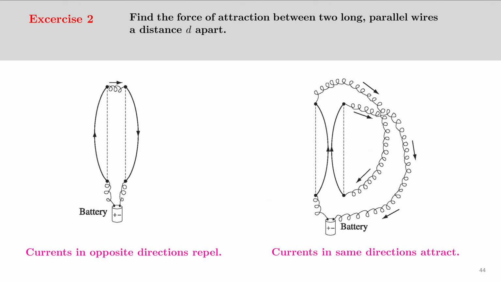We now have quantitatively accounted why two conductors which are carrying currents in the opposite directions repel each other, and why two conductors carrying currents along the same direction attract towards each other.